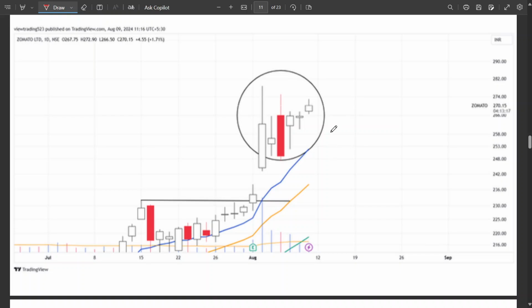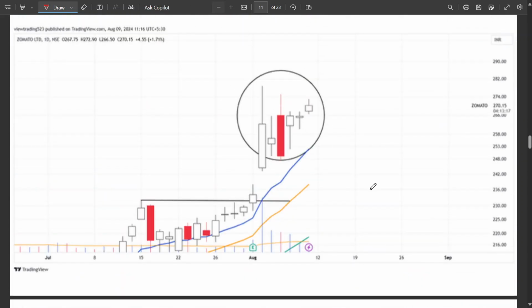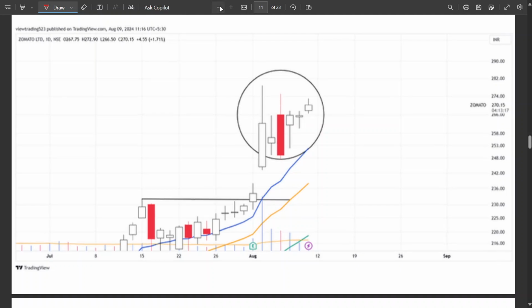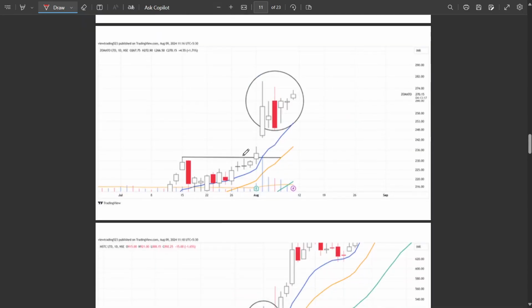So here are a few examples that I have, right? The quality of the chart is not looking good because I have expanded it a bit. So let me get it a bit smaller, so then it will be more clear, right?